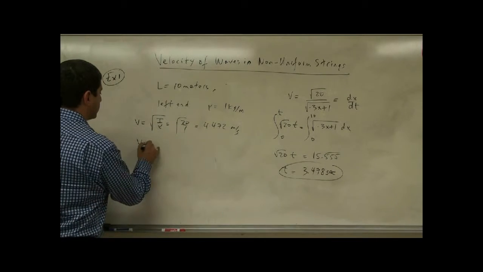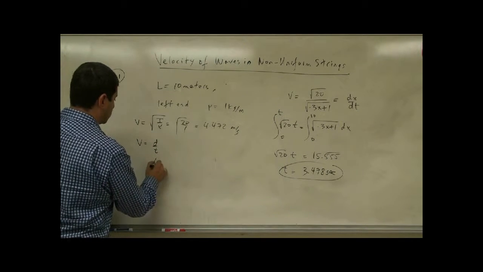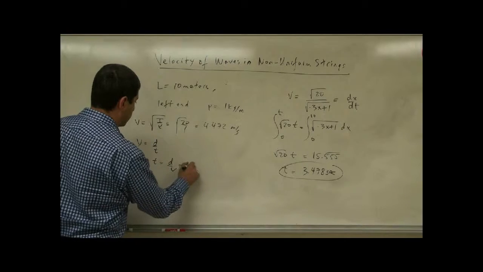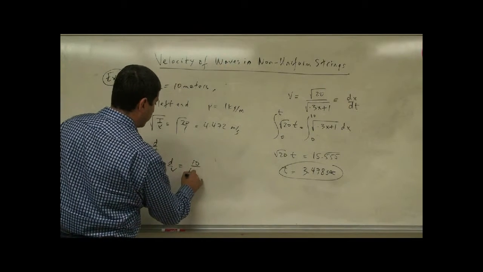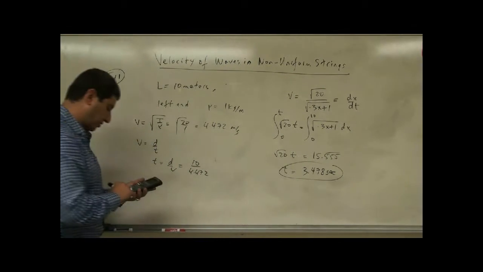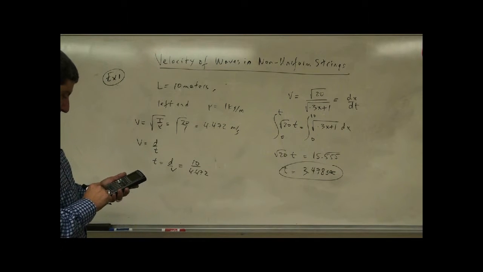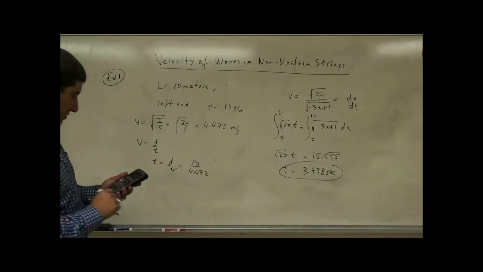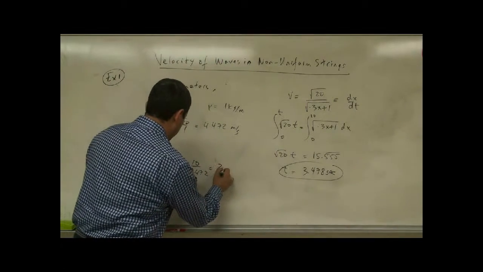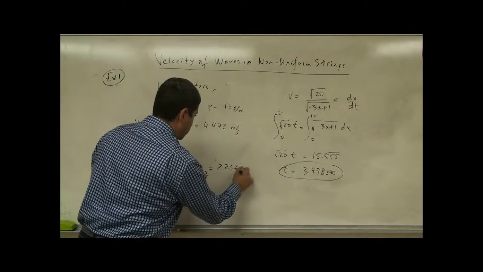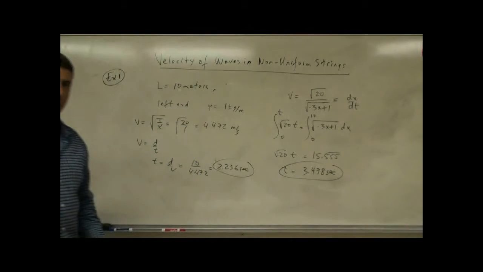So it would be velocity equals distance over time. Time would be distance over velocity. So it's a 10-meter string over 4.472. So 10 divided by 4.472. Then that would take 2.236 seconds. So it's taking it quicker, huh?